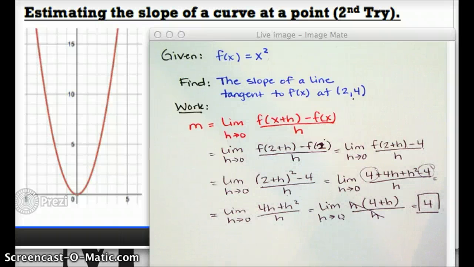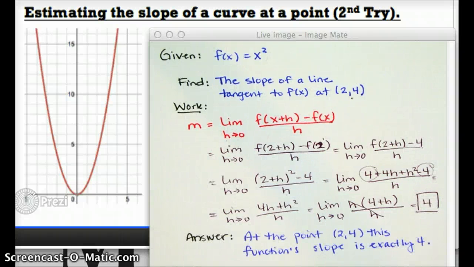And that's awesome news, not only because we found the slope, but because actually that means we estimated correctly last time. You should write your answer out as a sentence. Maybe your sentence sounds something like this. Notice that I said exactly 4. I'm kind of celebrating the fact that we have a real answer, also that we didn't have to do all those annoying secant line calculations.